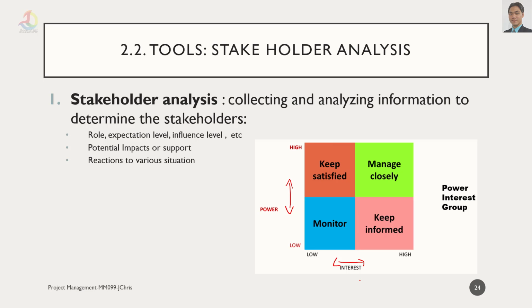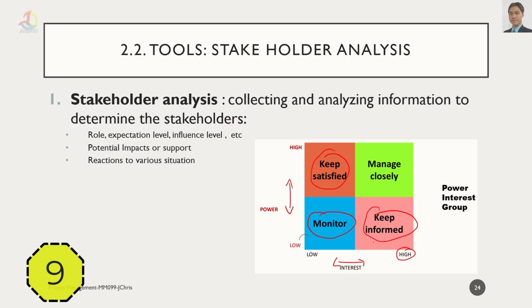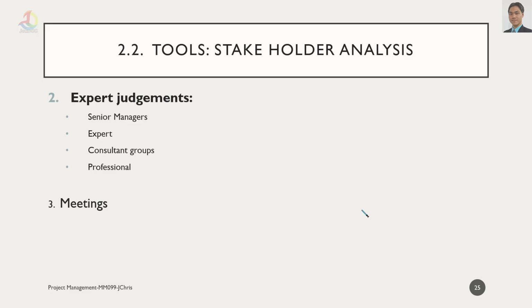If the stakeholder is in low interest and low power, we just need to monitor them. And if the stakeholder is high interest but low power, we just need to keep them informed. If the stakeholder is low interest but high power, just keep them satisfied. And if the stakeholder is high interest with high power to the project, then we need to manage them closely. So we are categorizing the stakeholders into power interest groups.